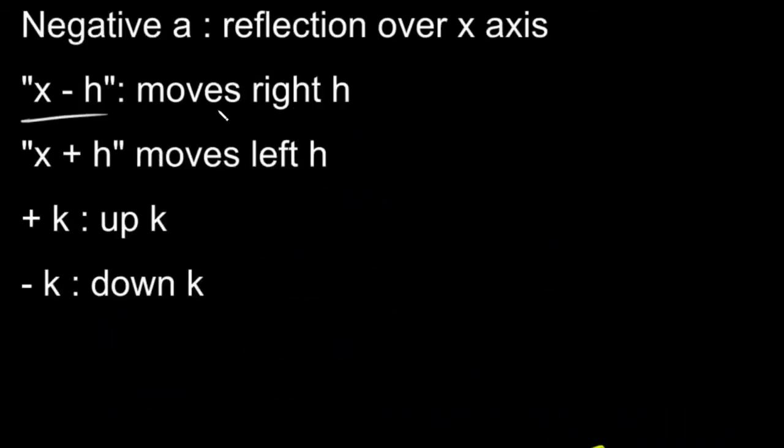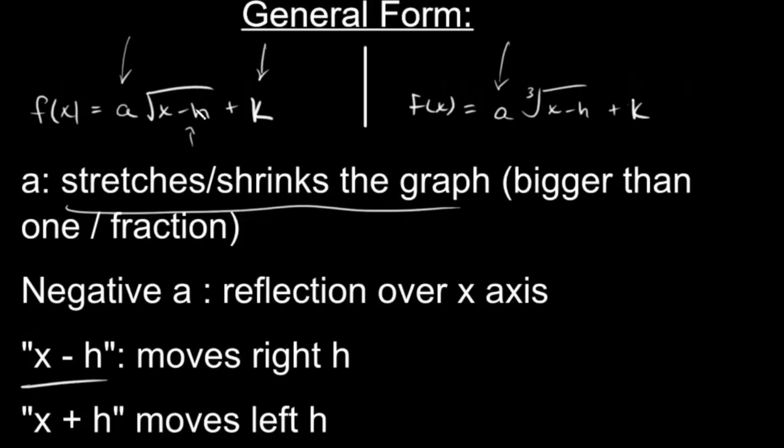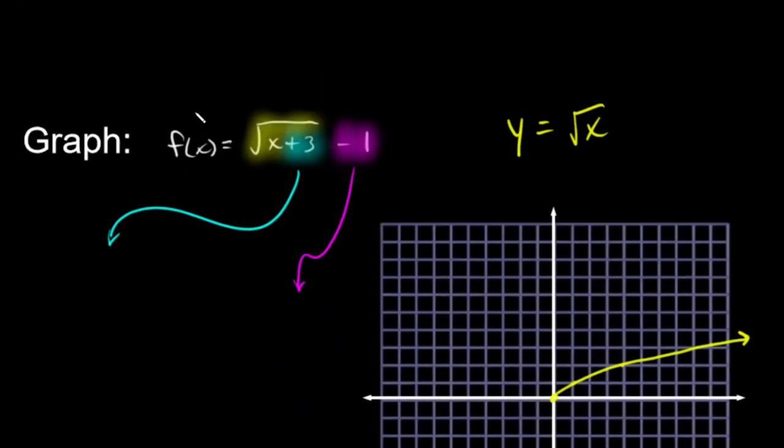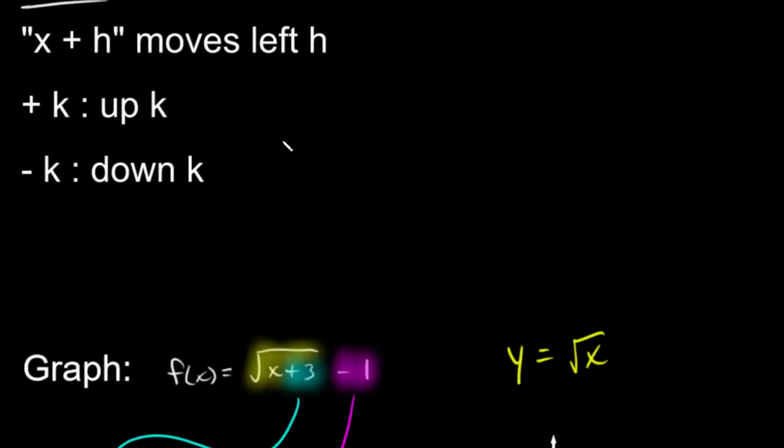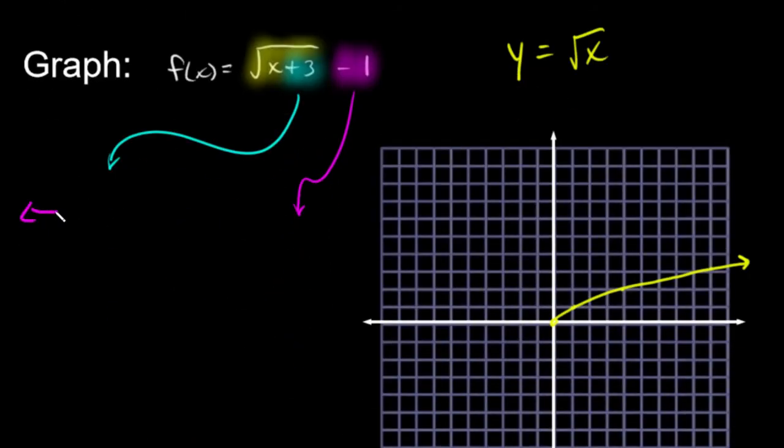So let's look up here. Underneath the radical, that's the letter h. And is it a -h or a +h? Well, it's a plus number. So +h moves left h. So this says it moves left 3 units. Awesome.